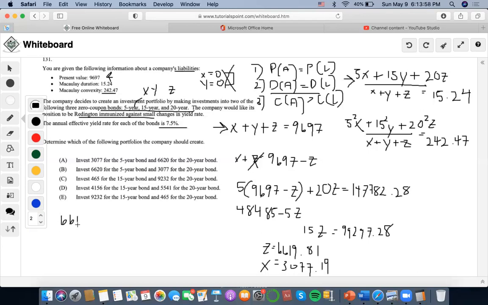So bond Z, denoted as the 20-year. So let's multiply this by 20 squared, because that's what convexity entails, plus 3077.19 times 5 squared over the present value given, because we set it equal to each other. So now let's solve for the convexity and see if it's greater than the one we have here.